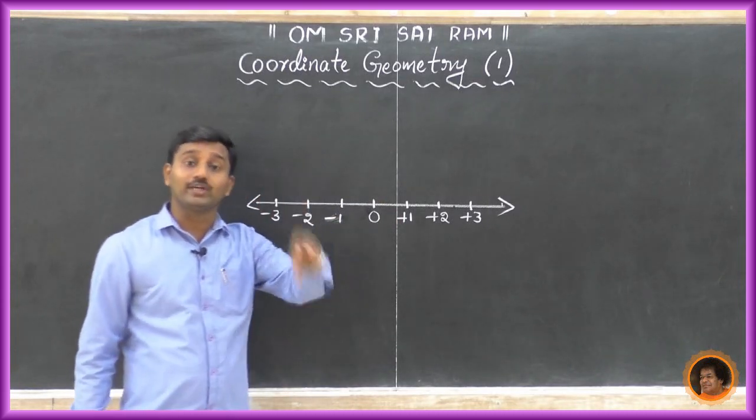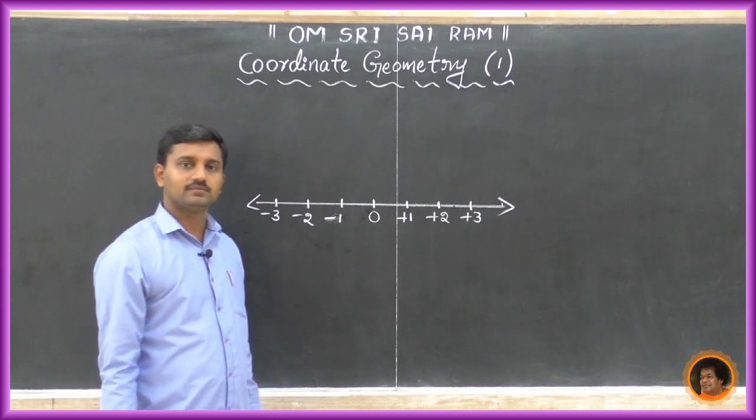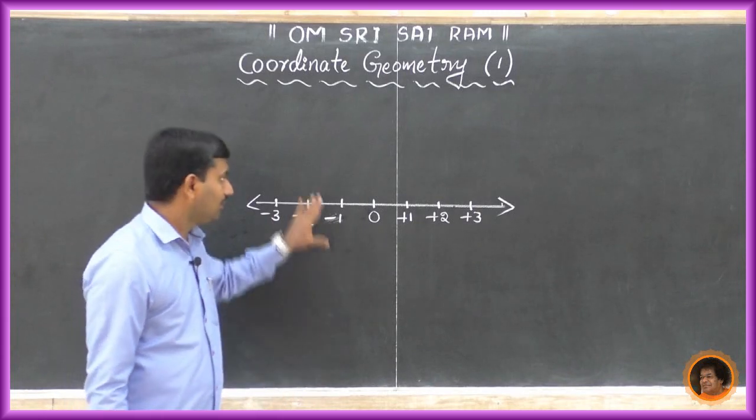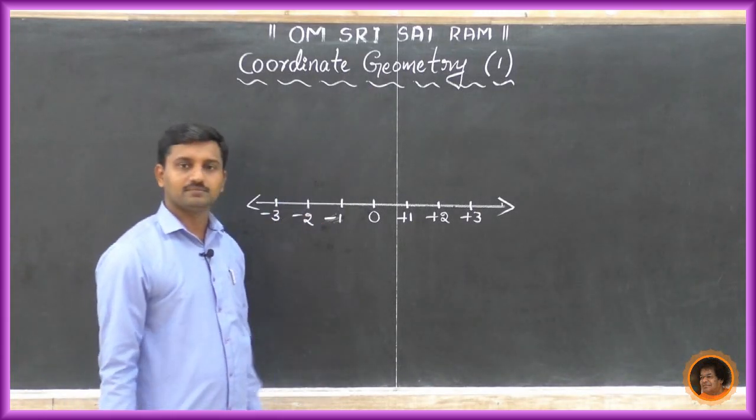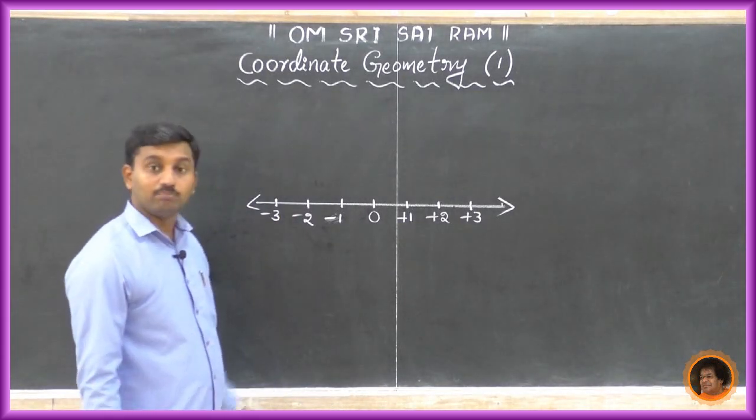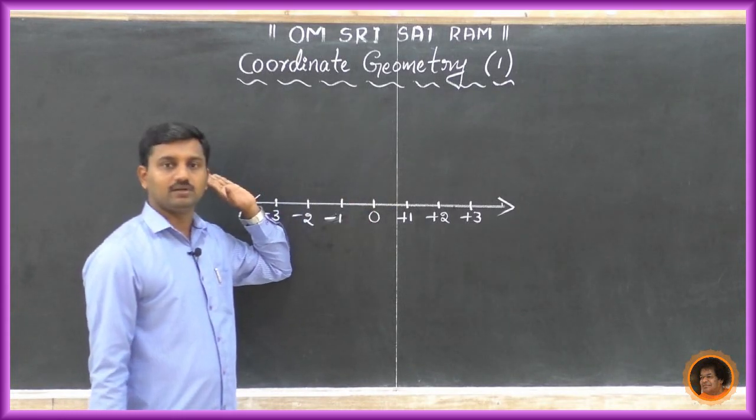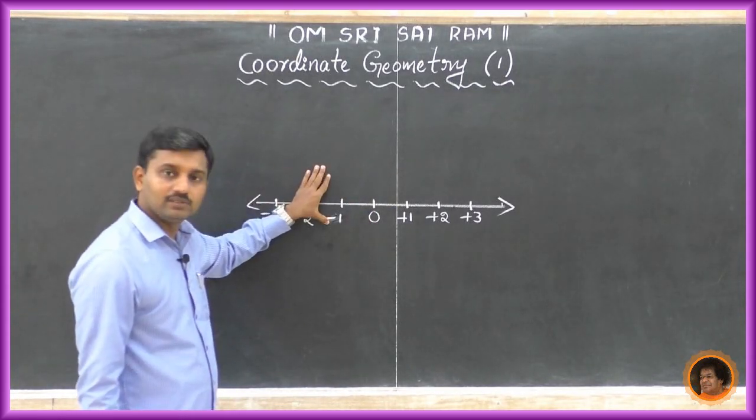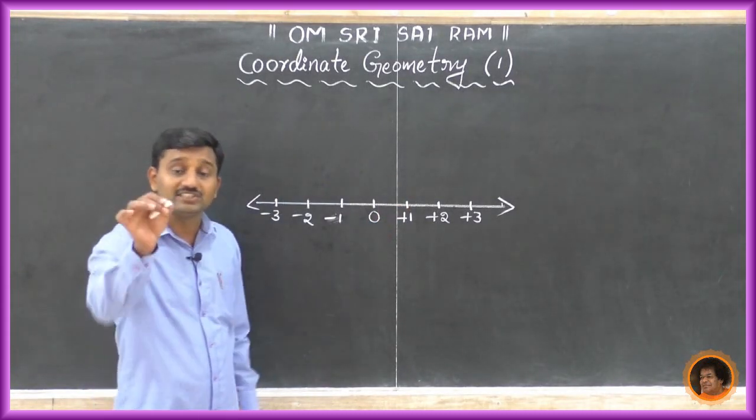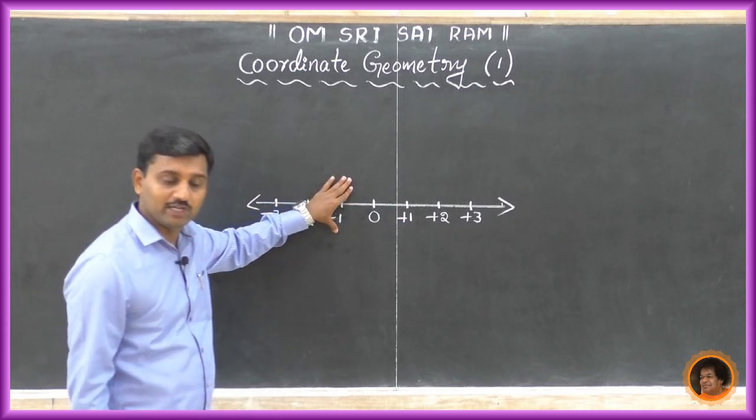Now, how to locate a point on a plane? Did you understand? How to locate a point on a plane? Descartes developed the idea of placing two number lines perpendicular to each other and locate the point on the plane. So this is the main concept. So the two number lines perpendicular to each other.